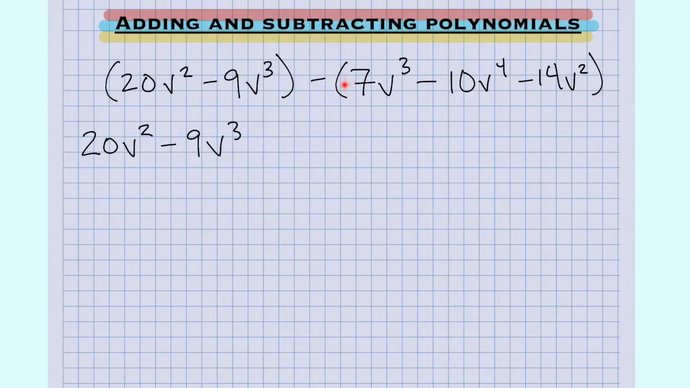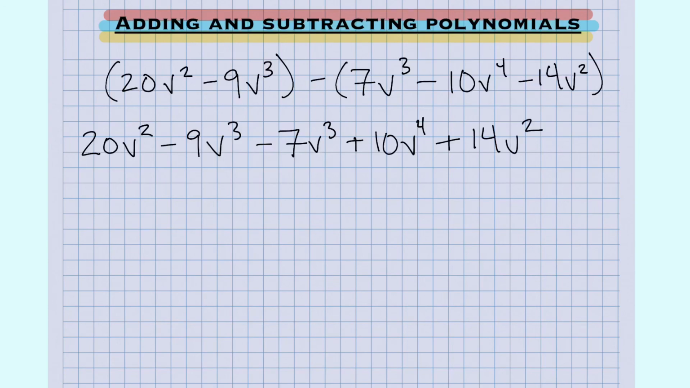So here we had a positive 7v cubed. When you put this minus sign in, it switches it. So instead of a positive 7v cubed, now we have a negative 7v cubed. Here we had a negative 10v to the fourth power. Now instead of a negative 10v to the fourth, we're going to have a positive 10v to the fourth. Here we have a negative 14v squared. When we distribute this minus sign in, it switches. Now we have a positive 14v squared.